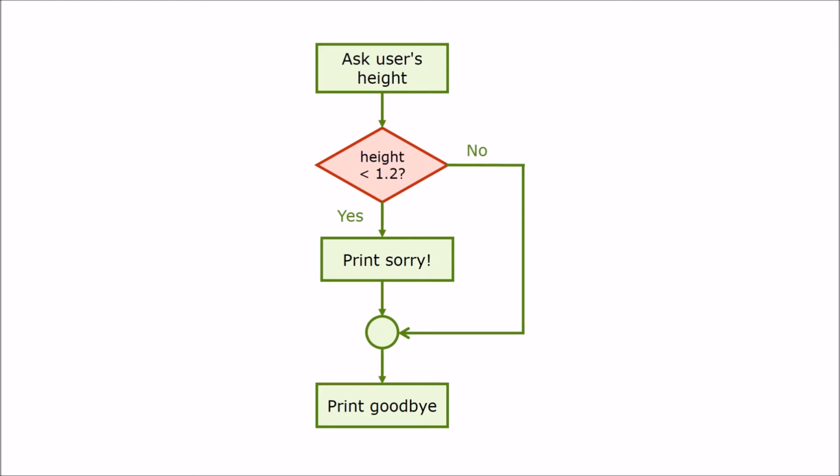Suppose the height is less than 1.2. The program continues down and prints the bad news that you can't use the ride. It then says goodbye. Now suppose the height is not less than 1.2. The flow branches to the right and bypasses the message telling the user they cannot ride. It still prints the goodbye message.